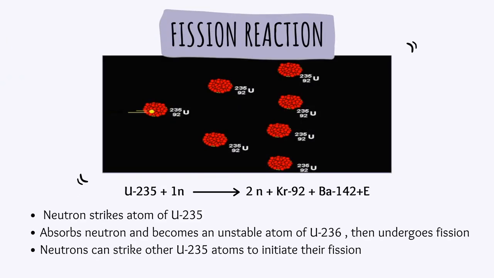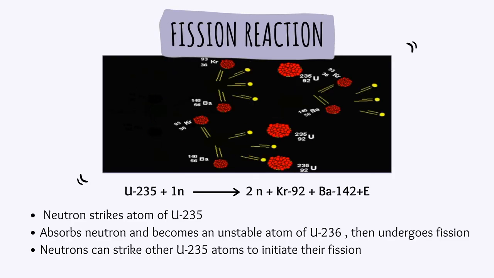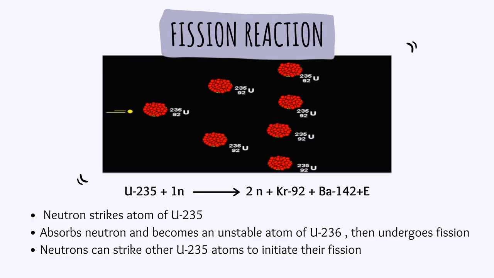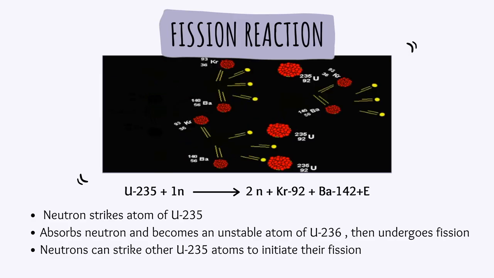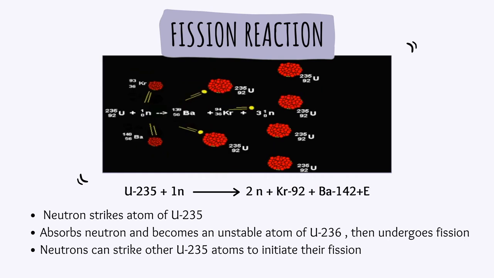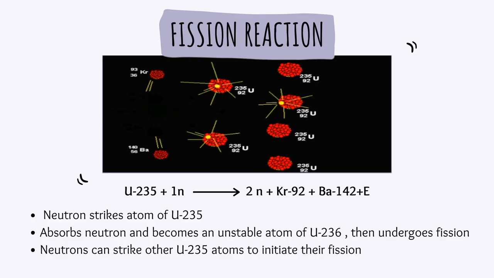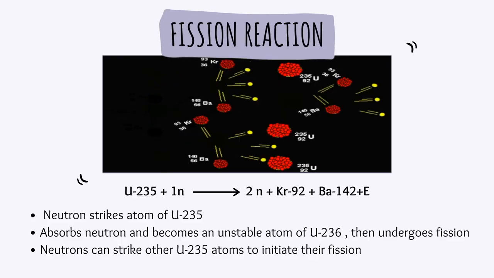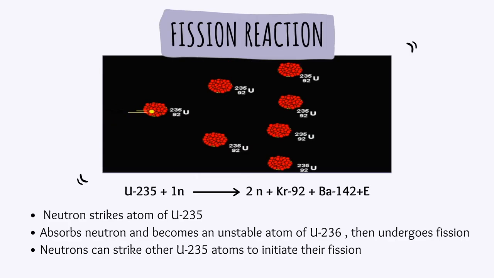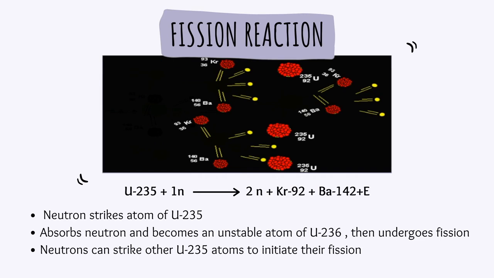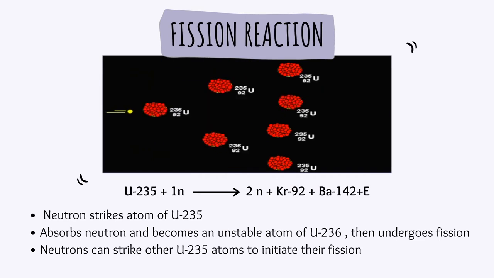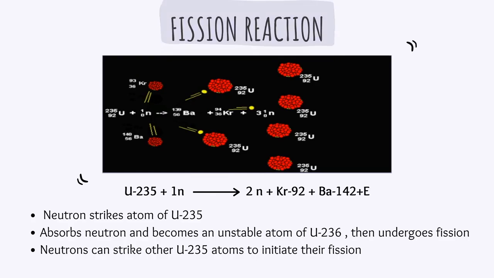As you can see, this picture is referred to as the fission reaction. In this reaction, a stray neutron strikes an atom of uranium-235. Then it absorbs the neutron and becomes an unstable atom of uranium-236. Then it undergoes the fission reaction. Then it will produce two neutrons plus krypton-92 and barium-142 plus energy. These neutrons can strike other uranium-235 atoms to initiate their fission reaction.